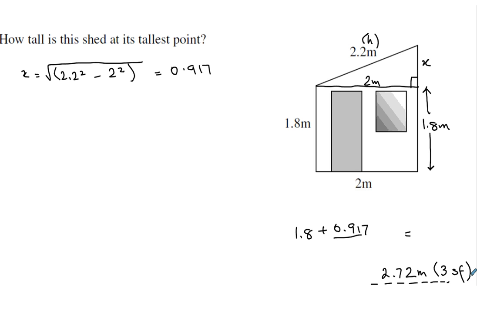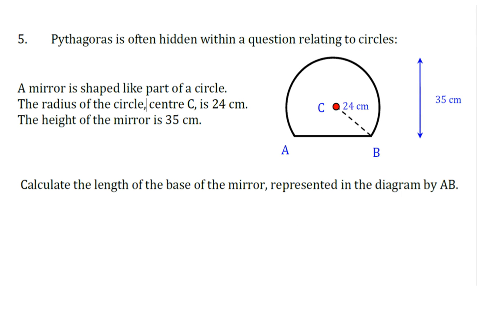Okay, let's have a look at one more. Pythagoras is often hidden within a question relating to circles. So in this case, a mirror is shaped like a part of a circle. The radius of the circle, center C, is 24 centimeters. The height of the mirror is 35. Calculate the length of the base of the mirror. So we're looking for that bit there.